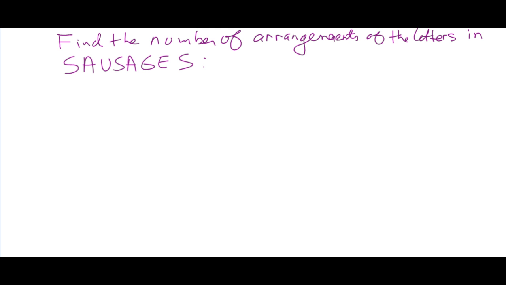All right, and now we're going to put down some scenarios. We have to sit down and decide how we're going to handle this. So first scenario begins with two S's, or the number of arrangements of the letters in sausages that begins with two S's.